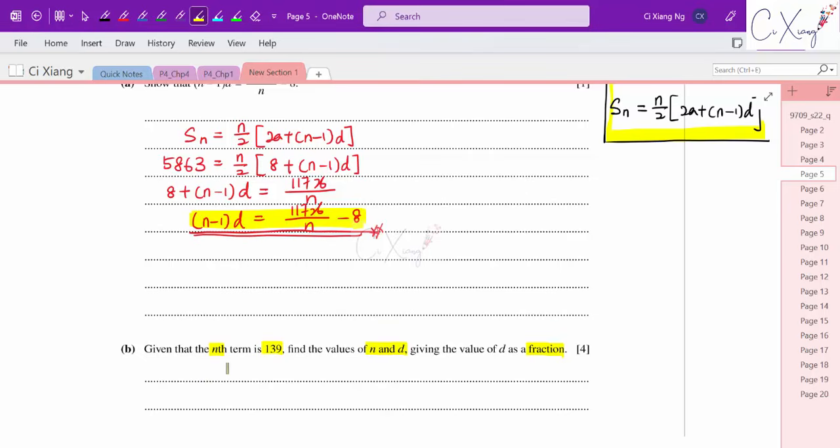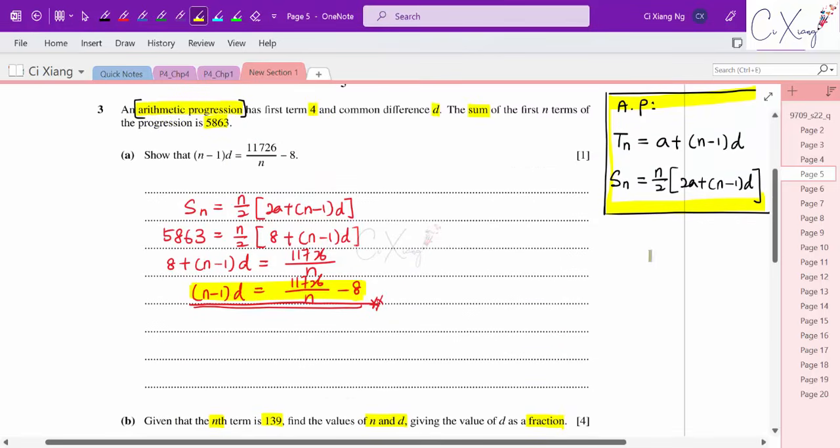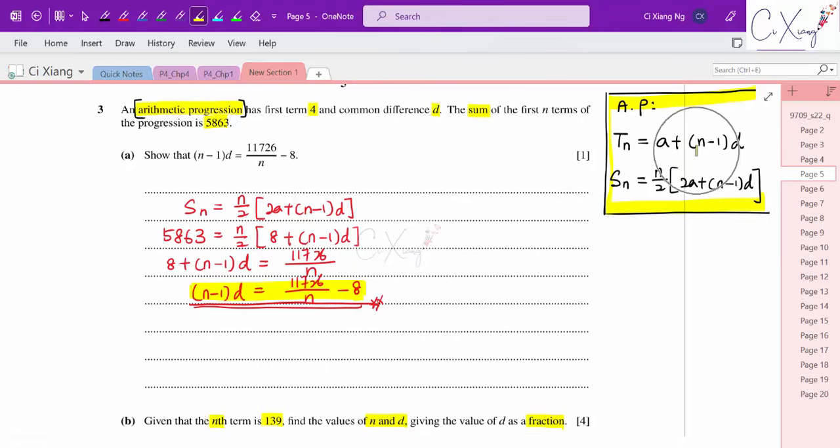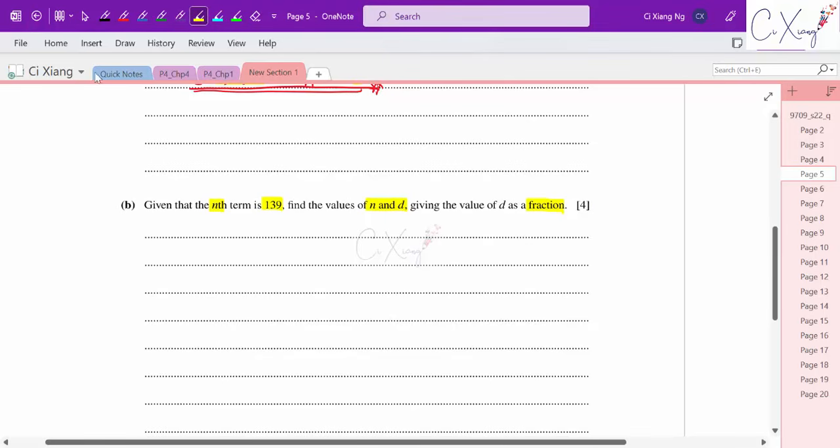Okay, so this one, the nth term will be related to this formula, Tn equals a plus (n minus 1)d. So I will try to substitute my information into this formula. Alright, so start. Tn equals a plus (n minus 1)d.